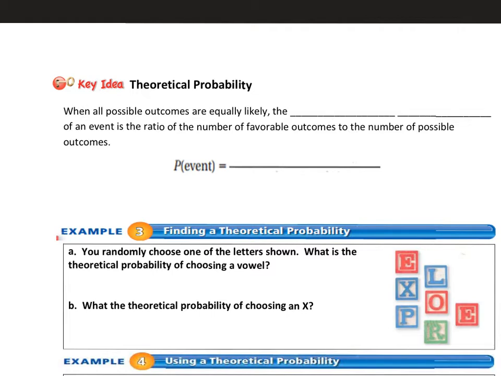We already talked about experimental probability, for example, if we actually flipped a coin 50 times, we would record how many out of the 50 times we would get a head. Today, we are talking about when all the possible outcomes are equally likely. Equally likely means we have a head and a tail. Flipping that, we have a 50-50 shot of getting a head, and a 50-50 shot of getting a tail, right? So they're equally likely.